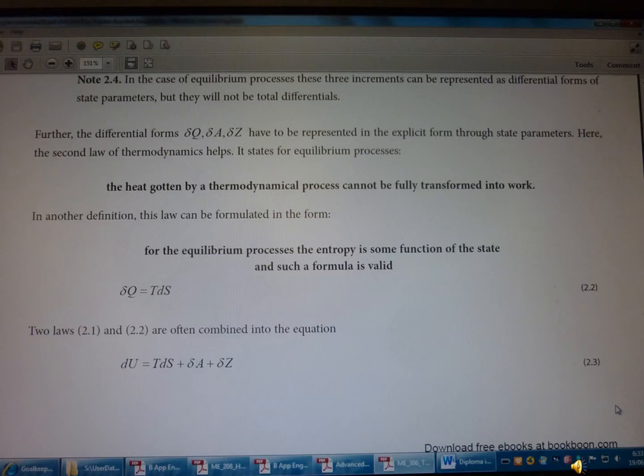Let's look at the theory of weight in the material. When a force is applied to the material, it can happen that the heat caused by the thermodynamic chemical process cannot be fully transformed into work. In an equilibrium process, the entropy is a function of the state. So delta U equals dds plus delta A plus delta Z. This gives the combined equation.